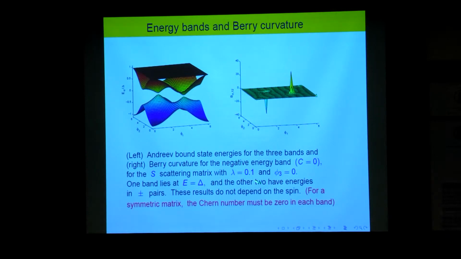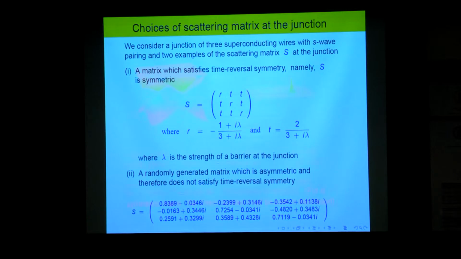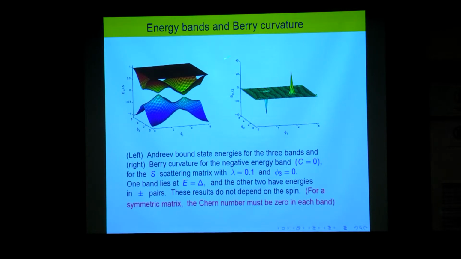This is the case of the symmetric matrix with some lambda of 0.1. The lambda is the parameter which shows up here. And these are the Andreev bound state bands. You see there are 2 bands as a function of phi 1 and phi 2. I've set phi 3 equal to 0, because the band energies don't change if you shift all the phi's by the same amount, so you can shift one of them to be 0.